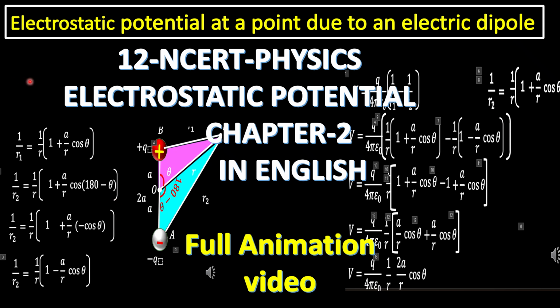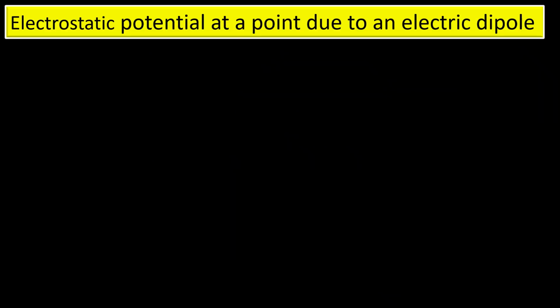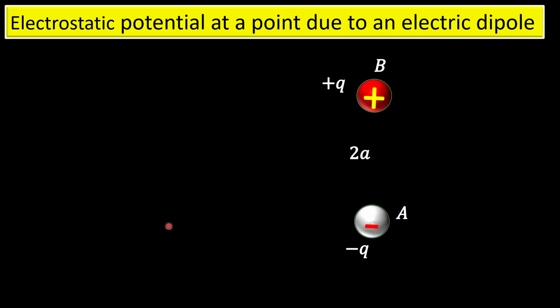In this video, we are going to discuss electrostatic potential at a point due to an electric dipole. Let us consider a dipole. A dipole is made of equal magnitude and opposite charges separated by a particular distance. Here the distance is 2a. O is the midpoint of the dipole. Then OA is equal to OB is equal to a.